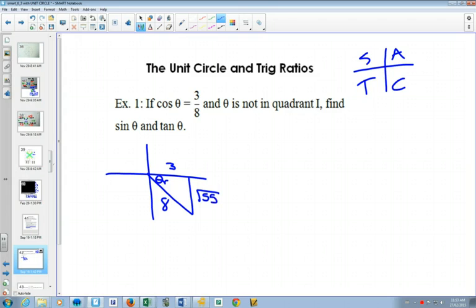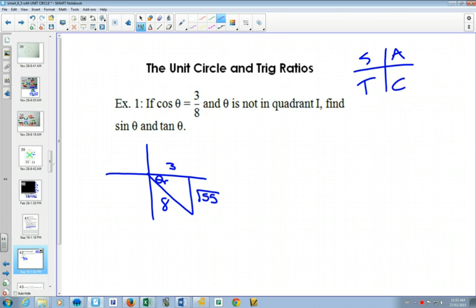How did you do? Root 55. 64, which is 8 squared, minus 9, which is 3 squared, is 55, so it'll be the square root of 55. Notice that I label it all with positive values because I'm thinking about the actual triangle.